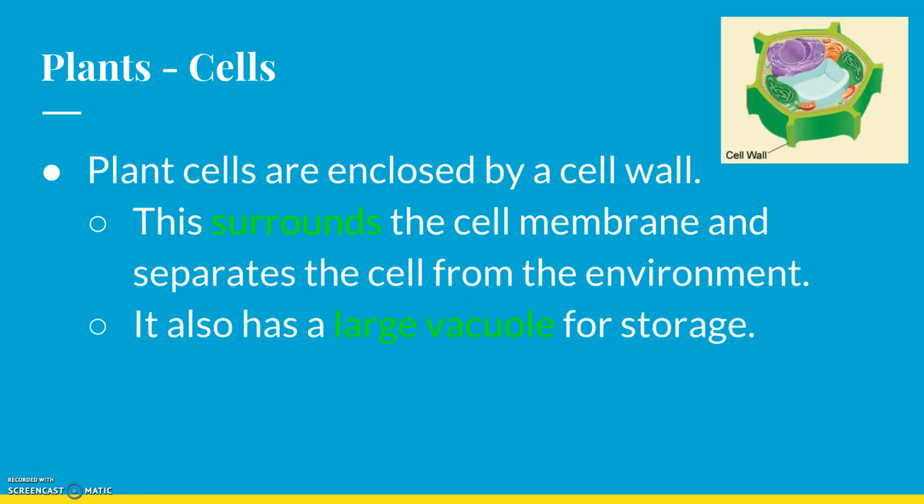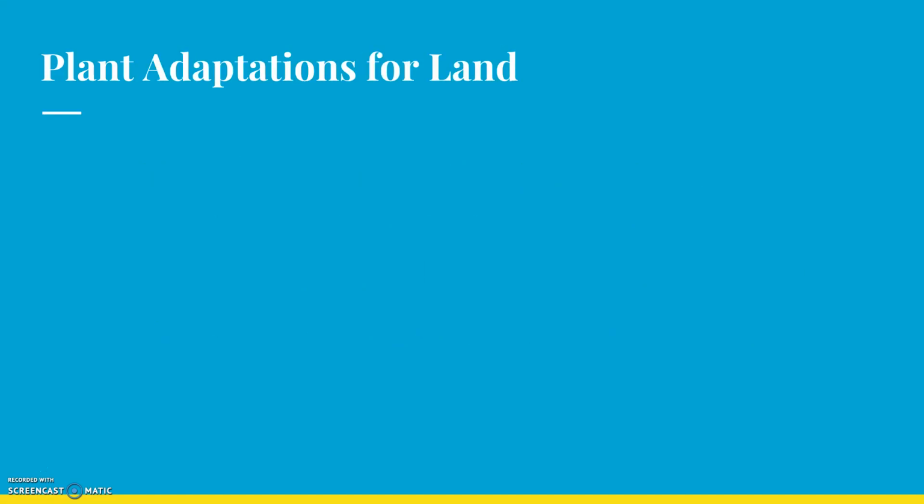Okay, remember that they also have one large central vacuole rather than a bunch of little ones. So us as animals, we have a bunch of vacuoles because we keep food, water, and waste inside of them. Plants only have one big one because mostly it's just going to be holding water for those plants because plants need a lot of water.